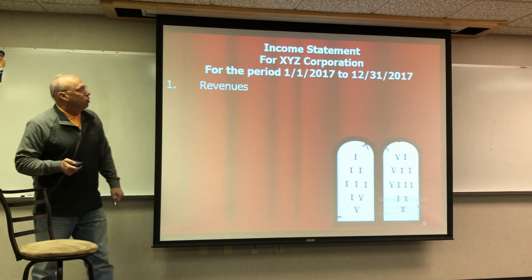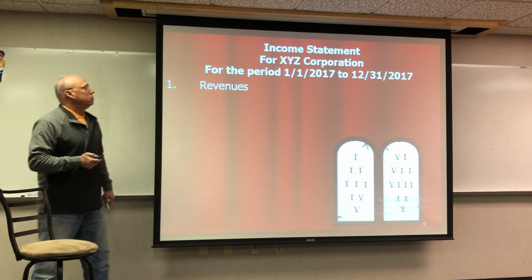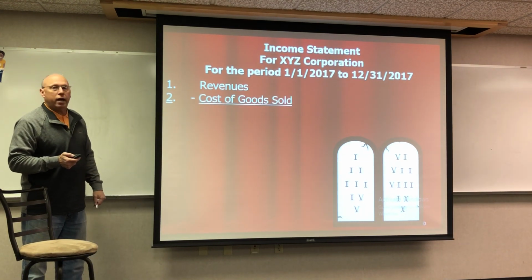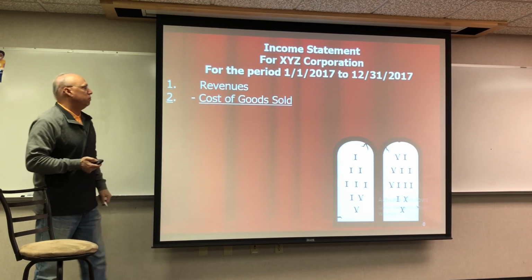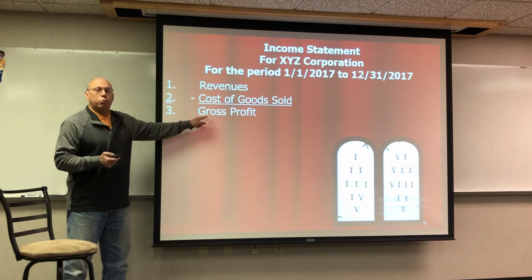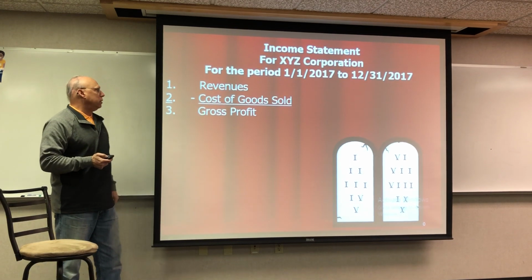All right. So let's go through the line items here. The top line is revenues or sales. Then we have less cost of goods sold. So these are expenses that are related to revenues. That equals gross profit. This is what we make by selling our product.